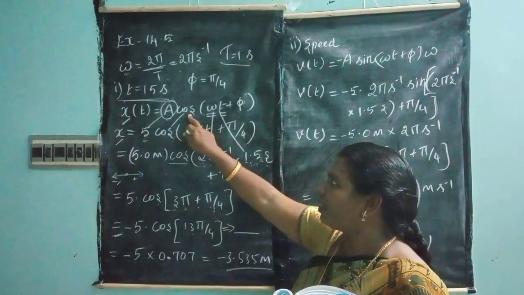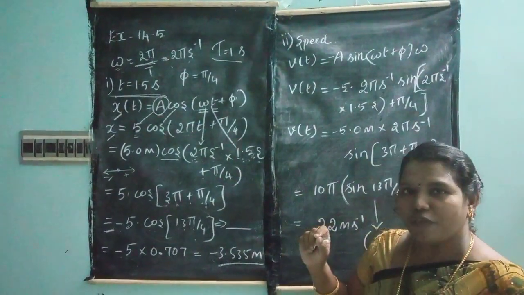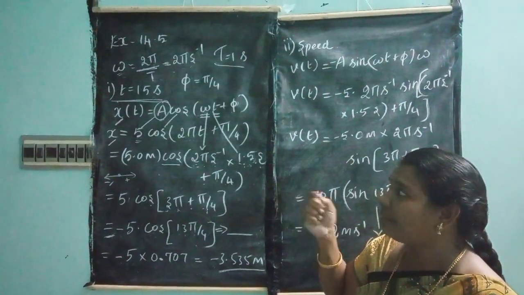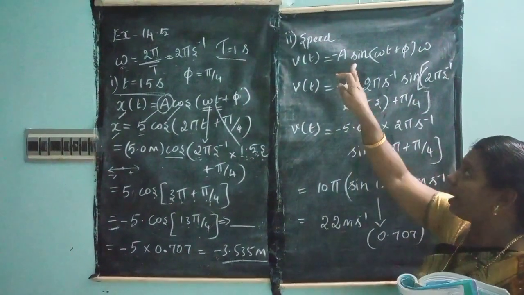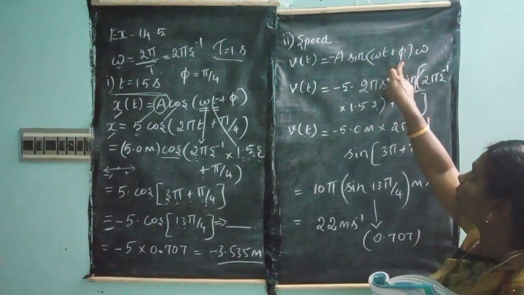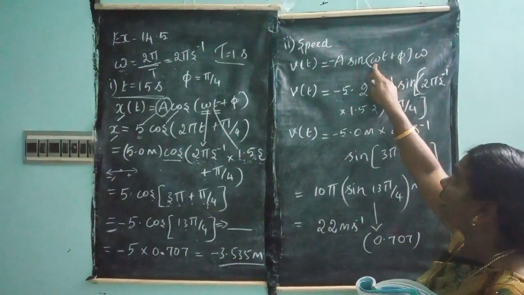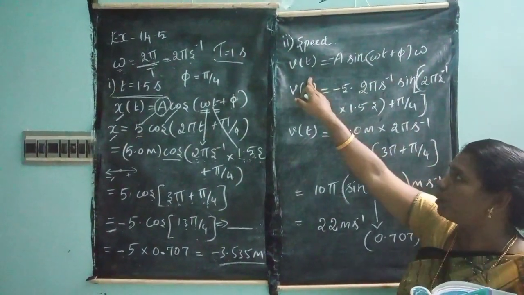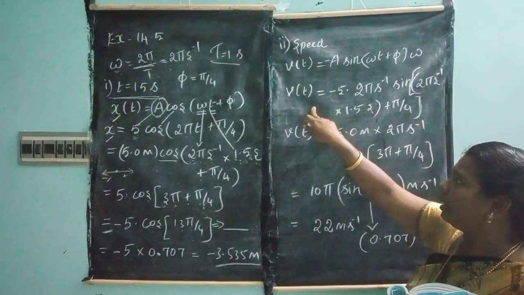So when I am differentiating cos, what is the differentiating formula? If you differentiate the cos term, the answer is minus sine. So I am writing here minus a sine omega t plus phi. With respect to t, again differentiating, you get omega. Therefore this is the formula for speed.